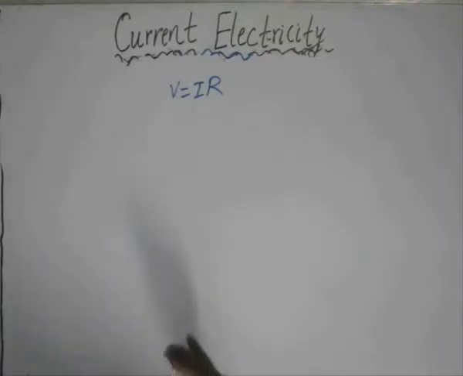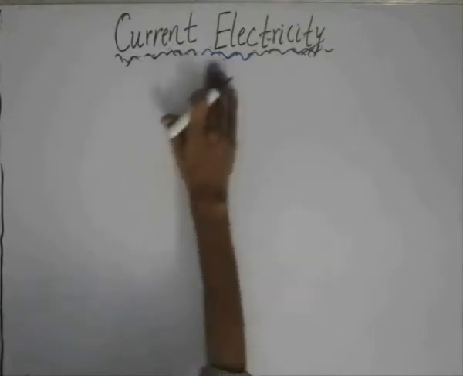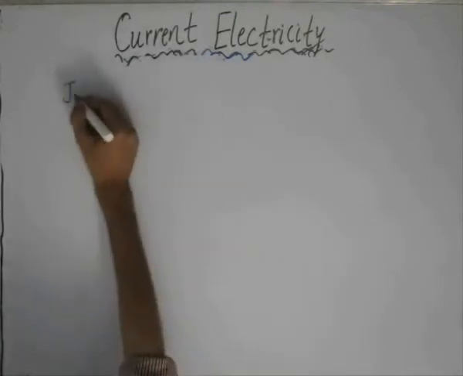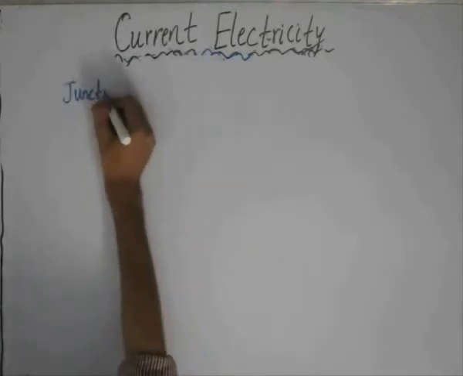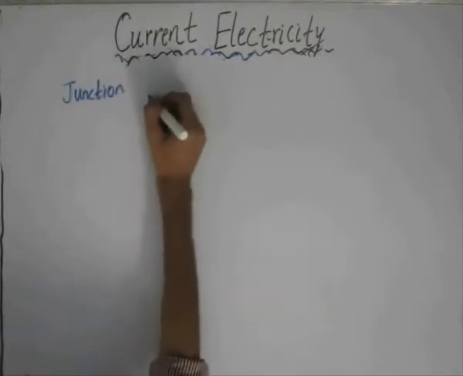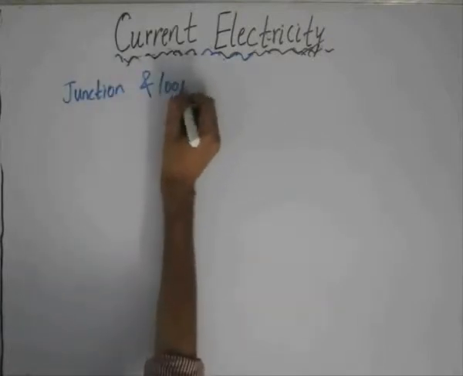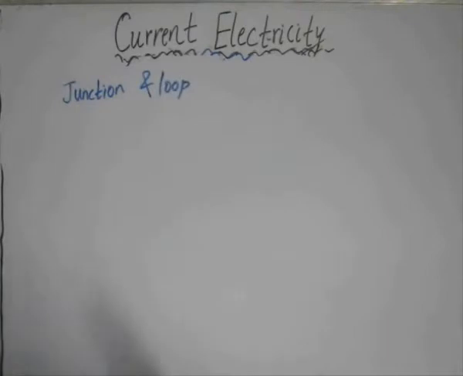Generally we'll start with Kirchhoff's laws. That is actually an extension to Ohm's law itself. But before going to Kirchhoff's law, I'll just give you a preview of some concepts in electrical networks. I'll start with what are called junctions and loops. So let us see what is meant by junction and loop for an electrical network.